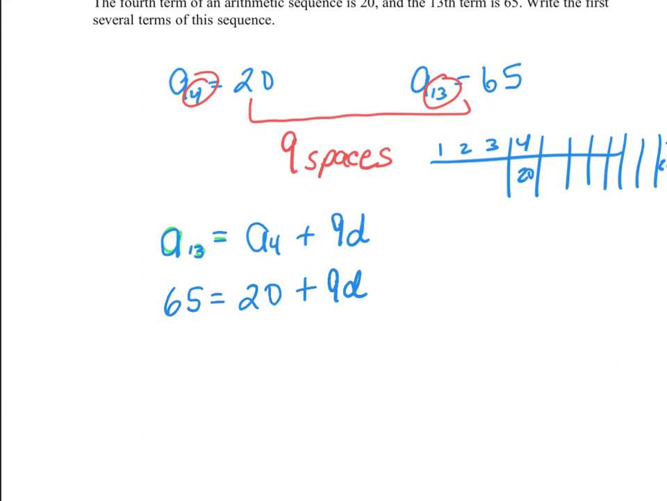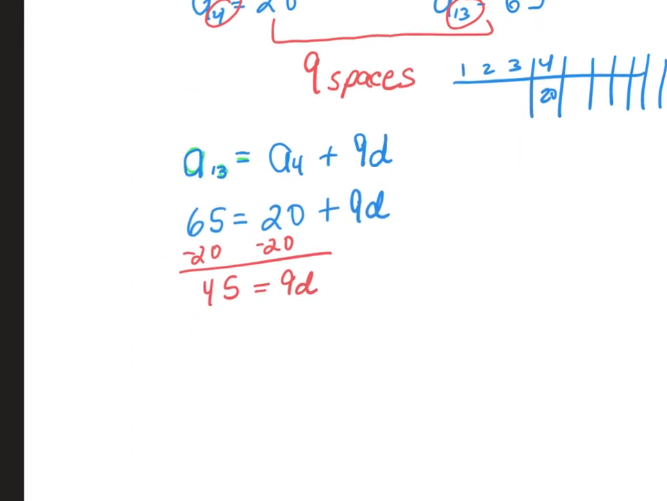So would we subtract them? Yeah, we're just going to solve like we would a normal problem. Subtract 20 from both sides. So 45 equals 9 times D. And divide by what? 9. So the common difference in this problem is 5.